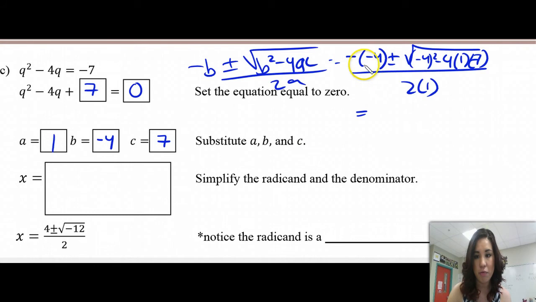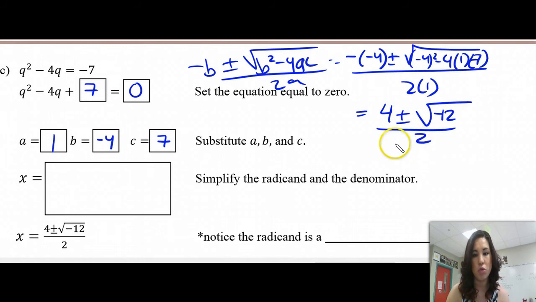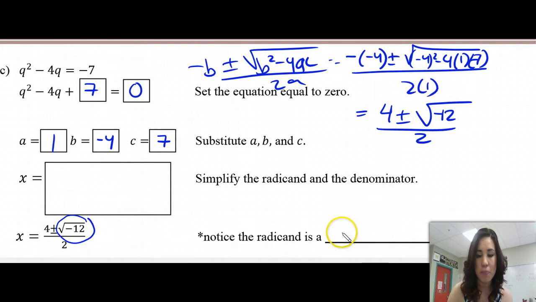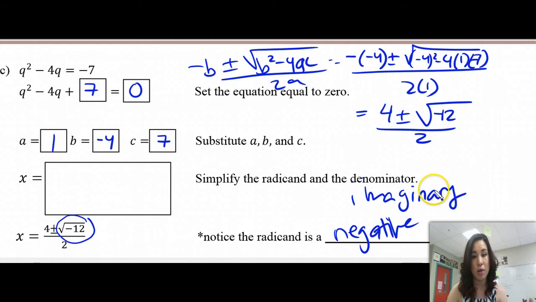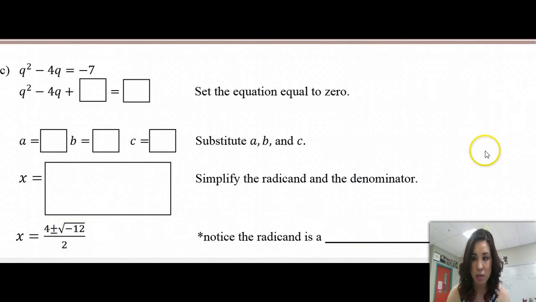So we're left with negative 1 times negative 4 is positive 4 plus or minus the square root of negative 12 over 2. Now, because we end up with a negative underneath the square root, we're actually going to end up with an imaginary number. We don't cover imaginary numbers in Algebra 1. You will cover that in Algebra 2. Therefore, we're going to leave our answer like this.